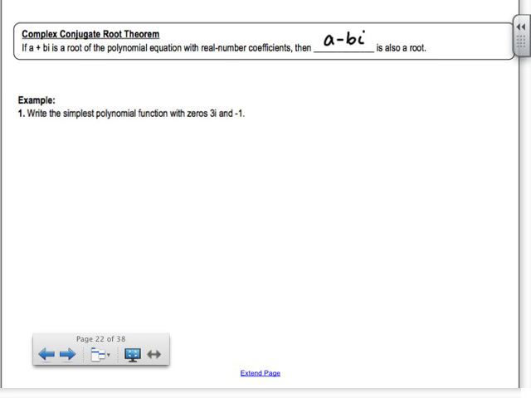Okay, so that means when you write the simplest polynomial function with zeros of 3i and negative 1, when you see an i solution, you're going to have its conjugate as well. So this means you will also have negative 3i as an answer.